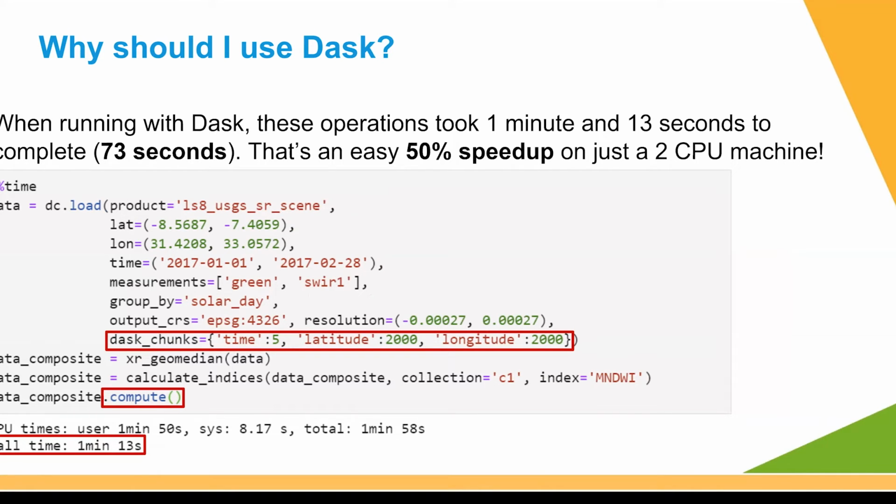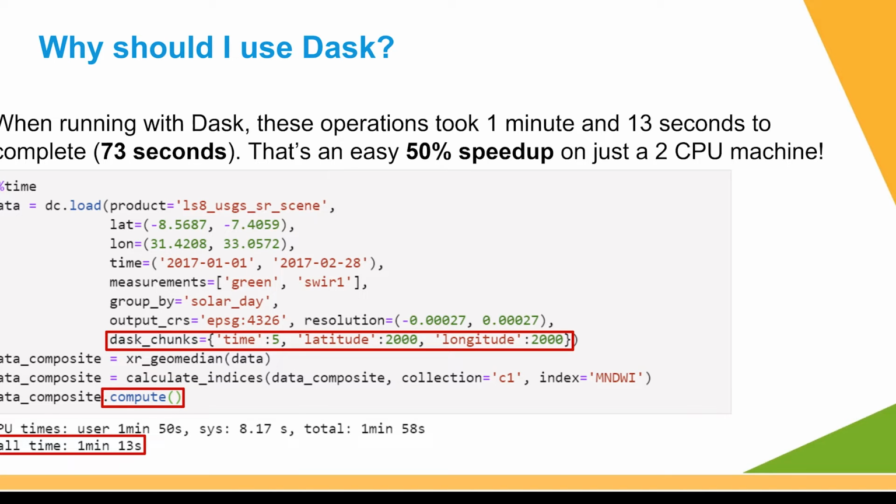Now here what we can see is the difference is that dask_chunks is specified again, same values. But also at the very end, we have the data composite and we call compute on it. And we'll talk about what compute does and other ways to work with this Dask setup. So in this case, that's about a 50% speed up on just a 2 CPU machine. And you should see even more of a speed up on a larger machine.